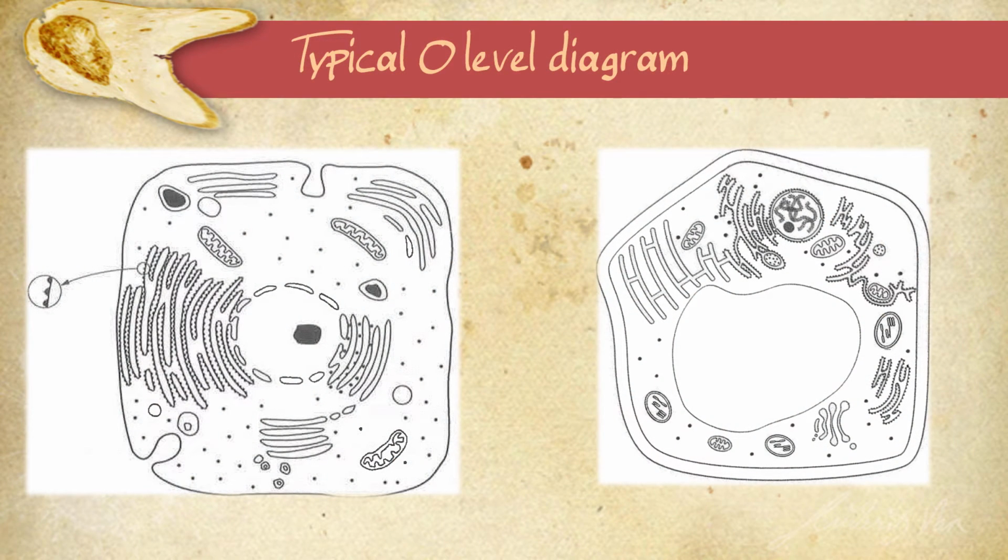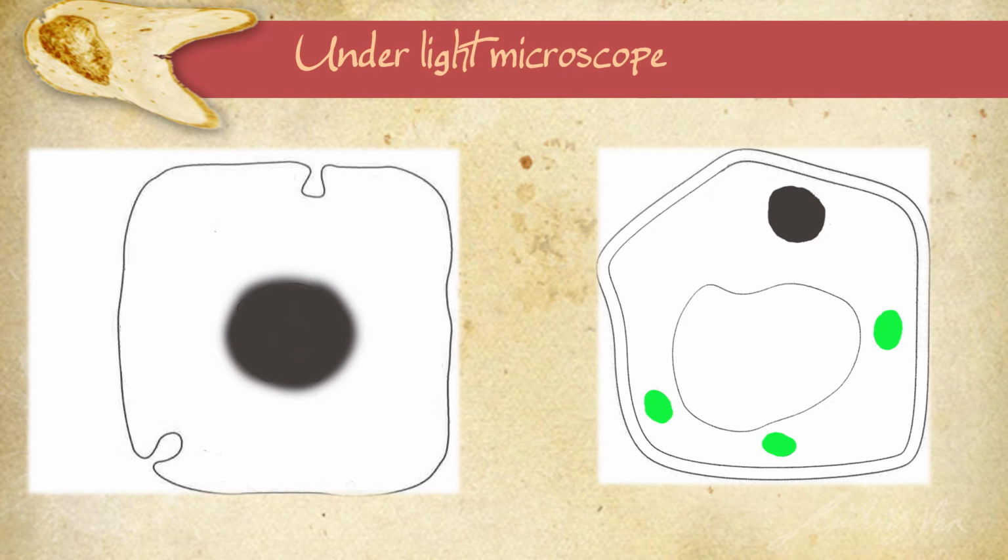So in a typical O-level diagram, the cell will look like this. The one on the left is the animal cell and the one on the right is the plant cell. So pause the video, sketch it in your notebook. I assume that you have finished sketching, so let's move on. First, let's talk about what you can observe under a light microscope. Under a light microscope, what you can see of an animal cell is this, and what you can see of a plant cell is the one on the right.